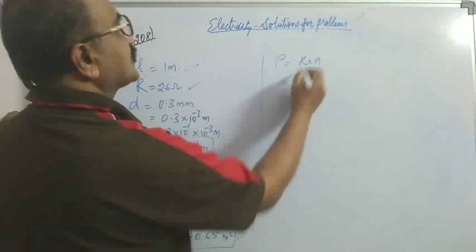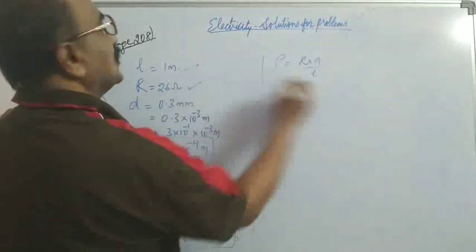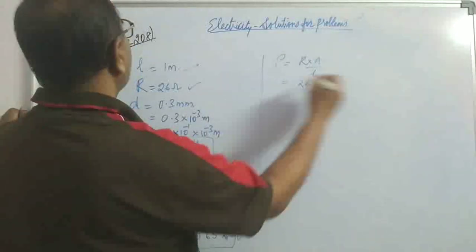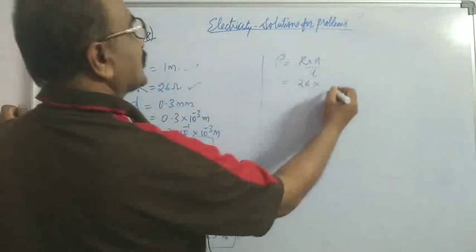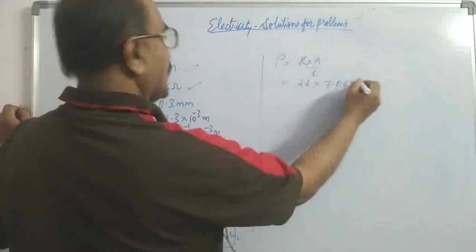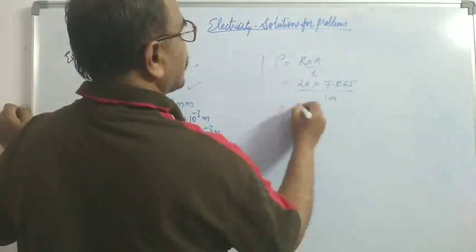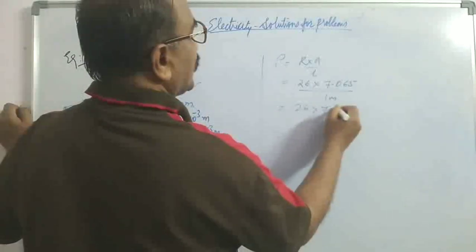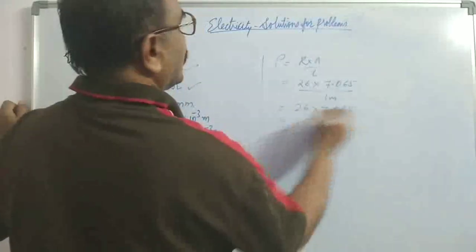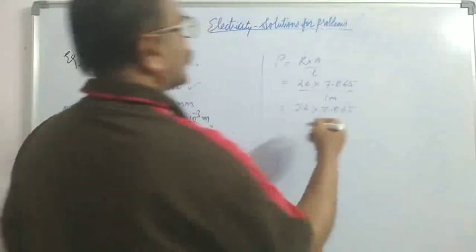So rho equal to R times A by L. What is R? That's 26 times A. What is A? So we found that 7.065. Okay, right. Divided by L is 1. So it is simply 26 times 7.065. That many ohm meters. So okay, what would this be?